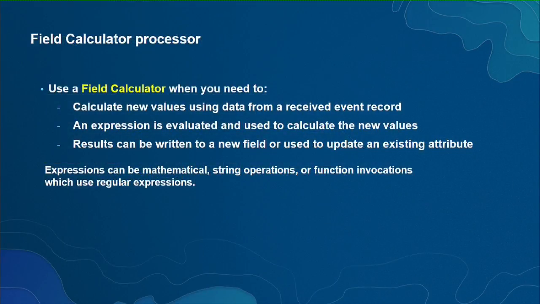But to take a look at what a field calculator is, it calculates new values on a received event record. It uses an expression and is evaluated according to whatever attributes it is looking at. And the results can be written to a new field, or they can be written to an existing field. Typically, I will pre-map my event records prior to going through a field calculator so that I have an empty variable, if you will, in which to write the data, so that I'm not changing the schema of the event, I'm just writing data into an existing cell.